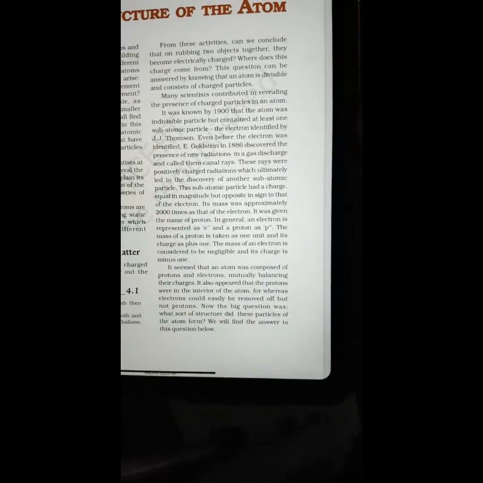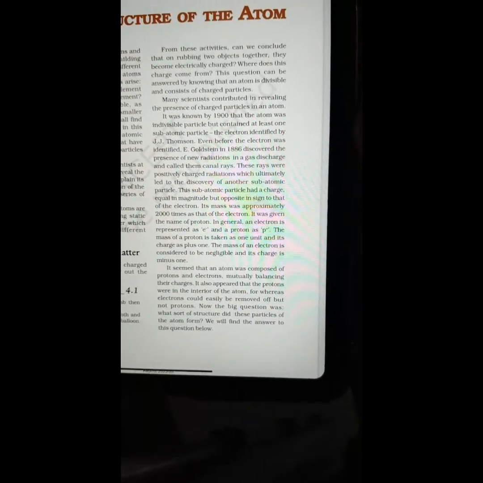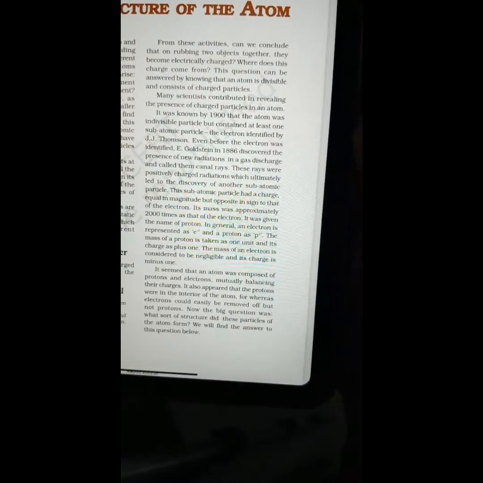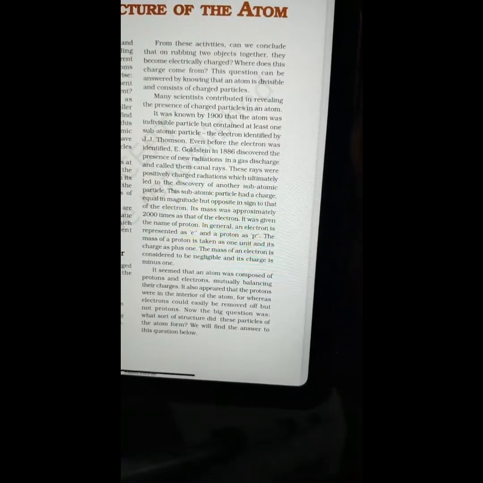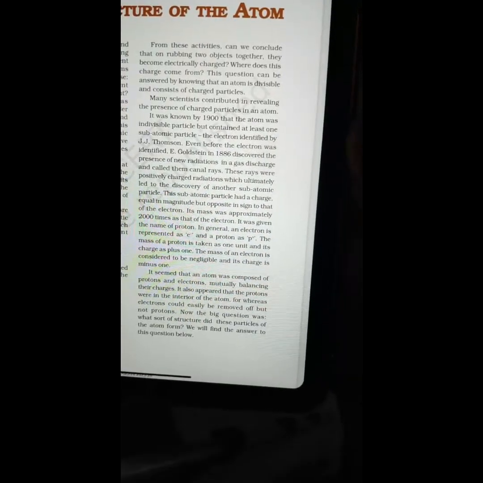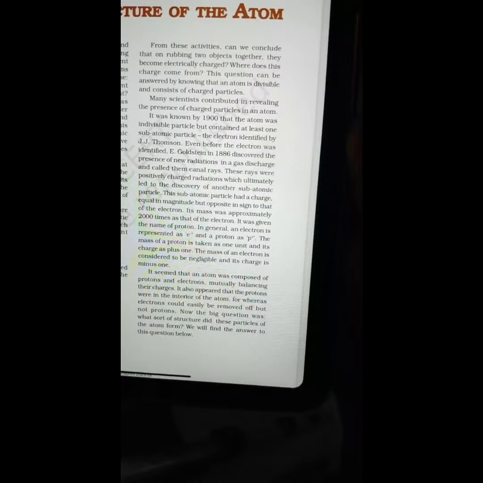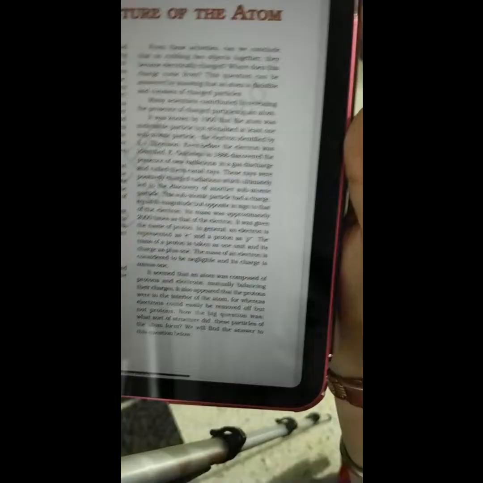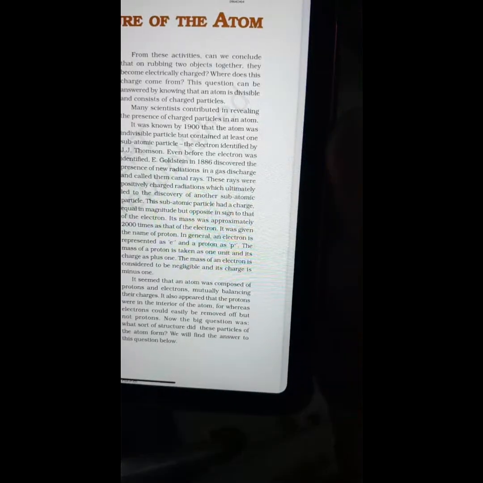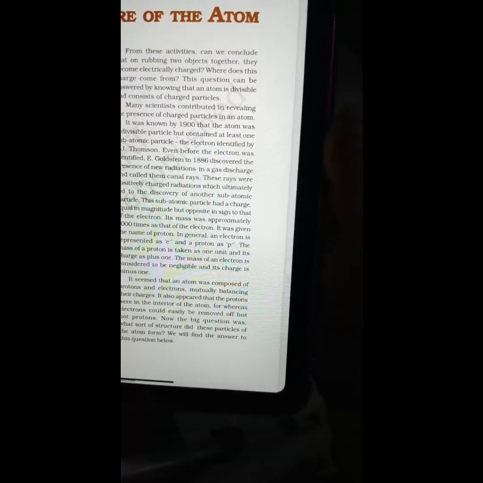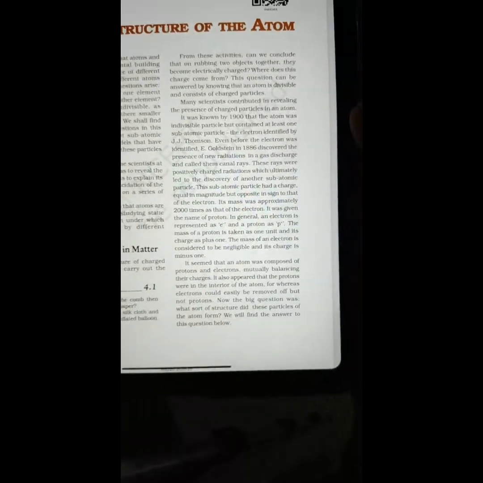Now, let's come on to the next paragraph. It seemed that an atom was composed of protons and electrons, mutually balancing their charges. It also appeared that the protons were in the interior of the atom, for whereas electrons could easily be removed, protons could not. Now, the big question was what sort of structure did these particles of atom form? We will find the answer to this question below.